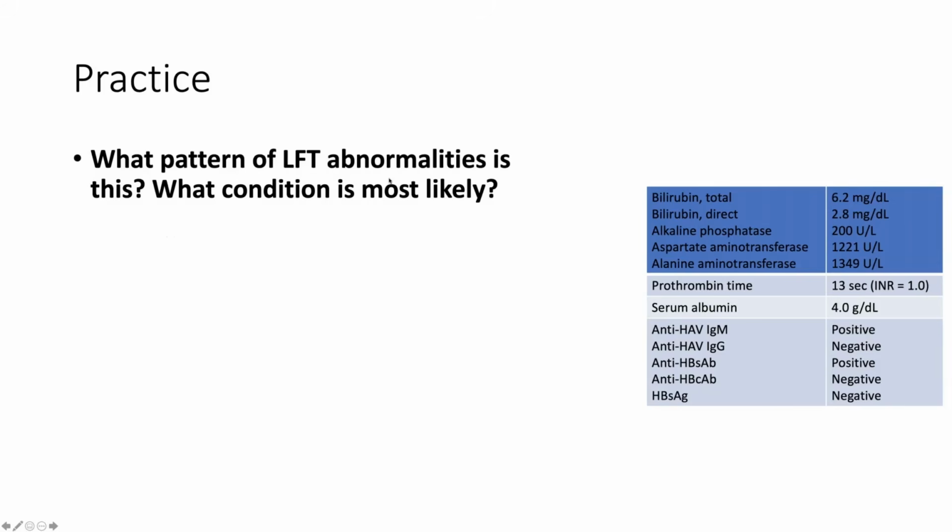Do you want to take a shot at this? So what pattern of LFT abnormalities is this? And what condition is most likely? Would we first look at, I guess, the ALT? So that is going to be 1349. And then I guess that would be high. And so with the ALP at 200, so let me do that real quick. And then multiply that by 3.5, right? So 23, which is greater than 5. And so that would signal me towards an intrahepatic. Perfect. Yeah, exactly.